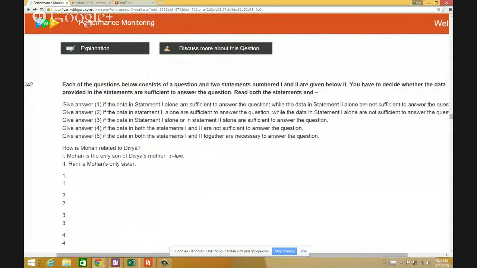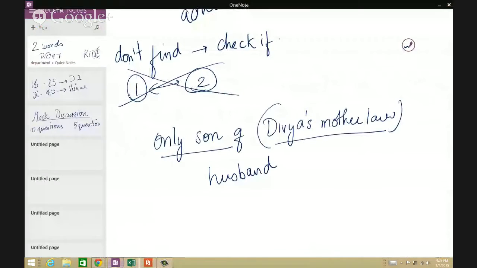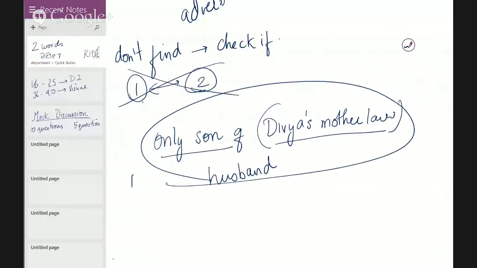Two anyway cannot answer the statement because there is no reference to Divya. Once a statement can answer the question, that statement is not supposed to be reconsidered. So one can do it. Now for two, I have to consider only two and check if only two can give me the answer. If only two cannot give me the answer, then it's gone. Only one can answer.